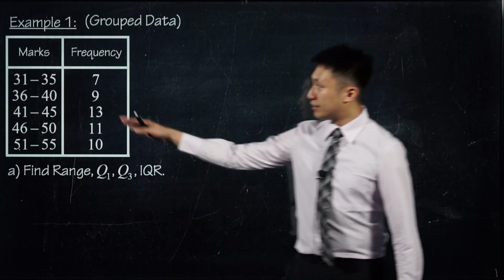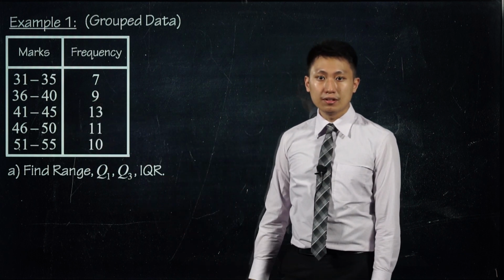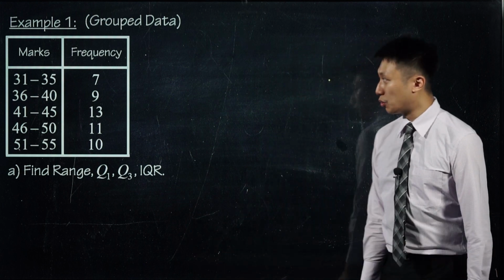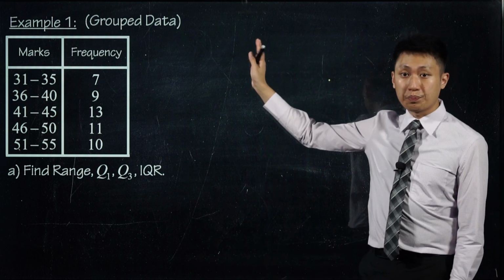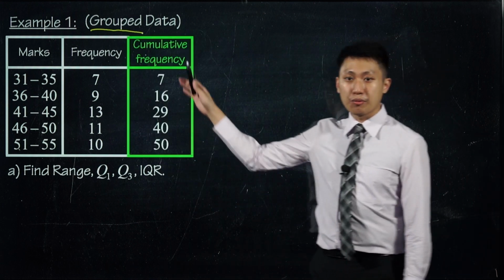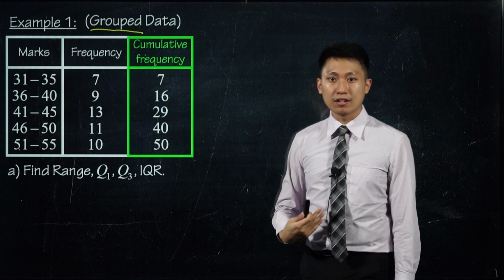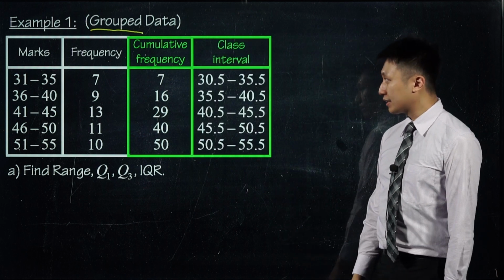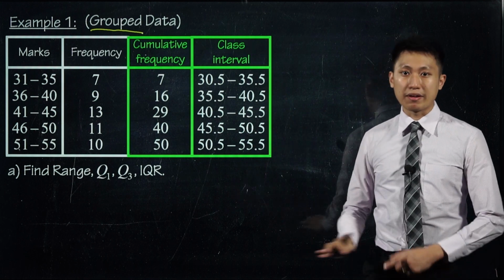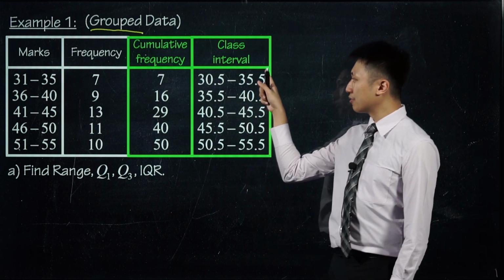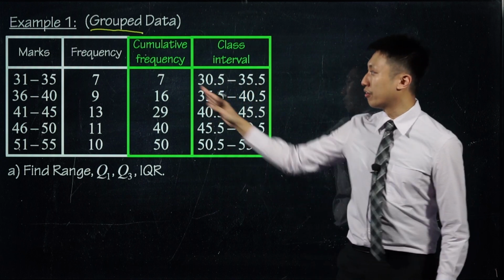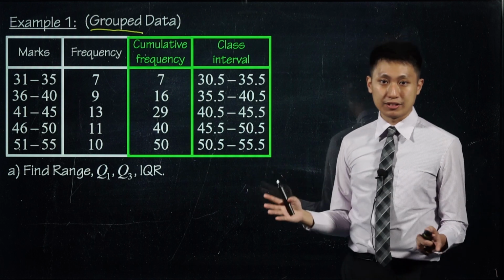So you are given this marks and frequency table. Find the range, Q1, Q3, and IQR. So what we need to do now, when we see grouped data, is to have a cumulative frequency to help us work easily. Next, it's advisable for you to write this down. But if you don't, just remember the upper boundary is 35.5 and 30.5 is the lower boundary for this class, and so on.